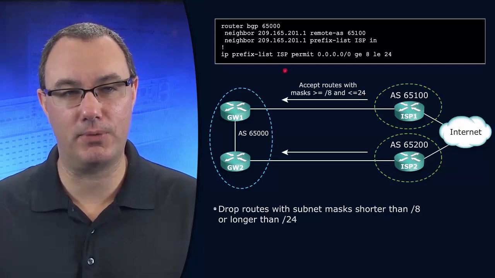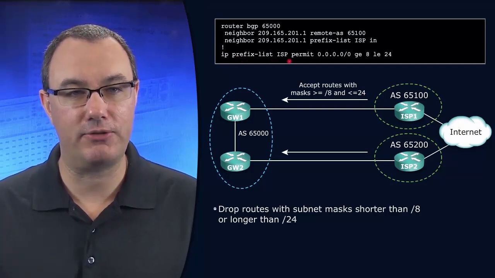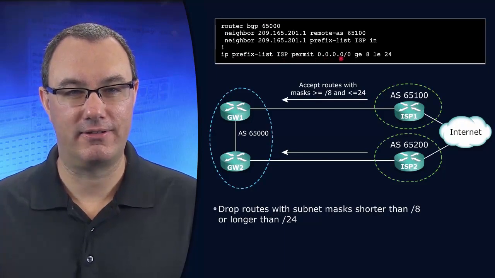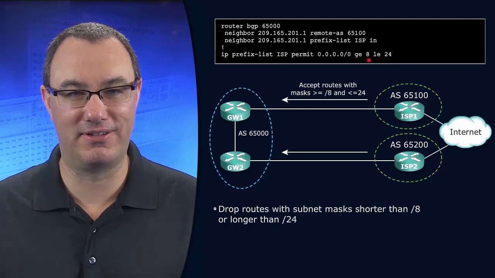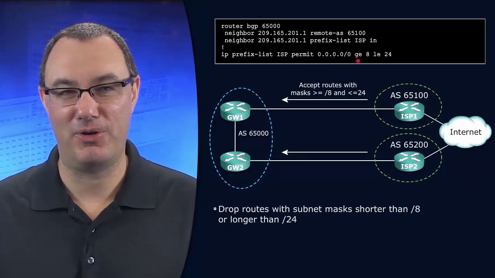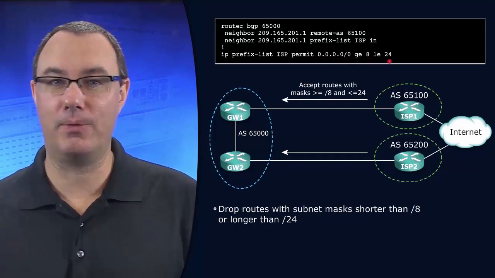So how do we do this? Well, we can build a prefix list. IP prefix-list ISP, that's the name, permit, and then look at that. And that, and that. What is this? 0.0.0.0/0, greater than or equal to 8, less than or equal to 24. How do we read this?